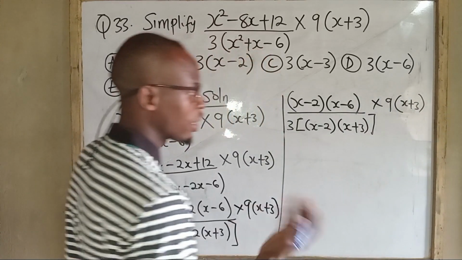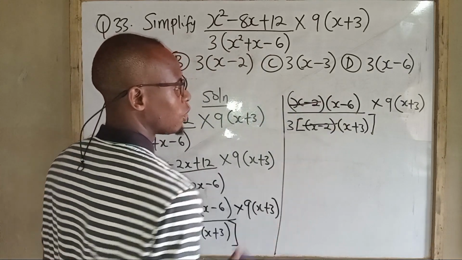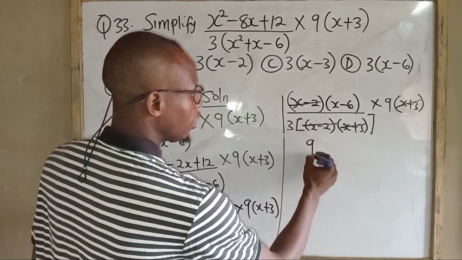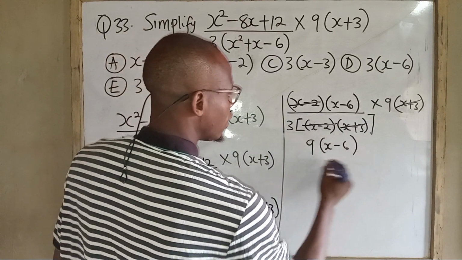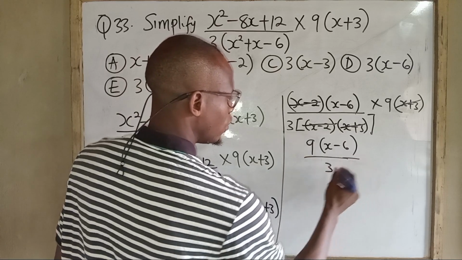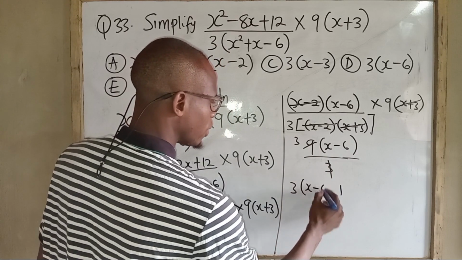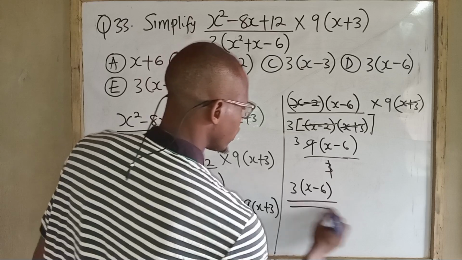3. So of course we can cancel out. This can eliminate this out. This can also eliminate this out. Of course, we have what? We are left with 9 bracket x minus 6 all over what? 3, right? So 3 here 1, 3 here 3. So our answer is what? 3 bracket x minus what? 6. That's what we have left.